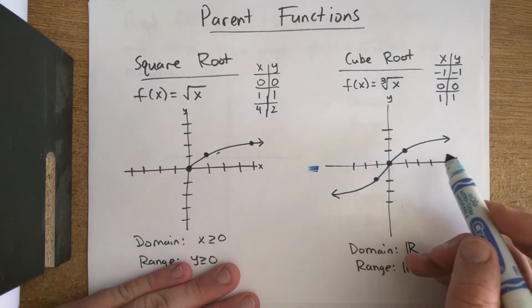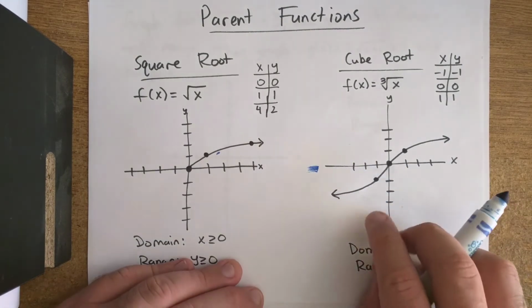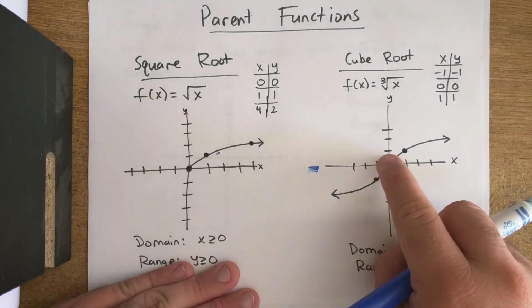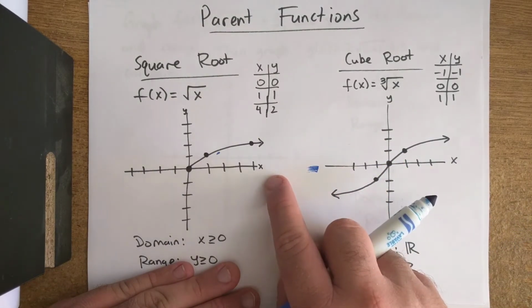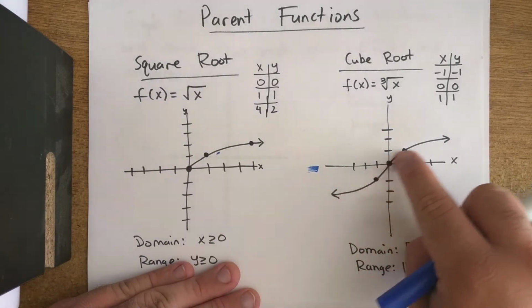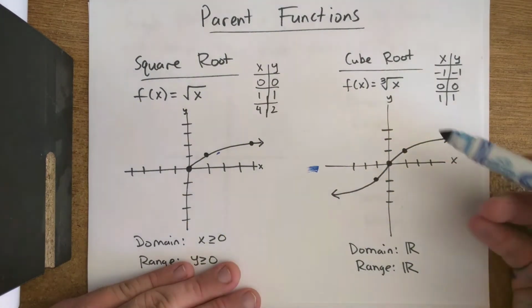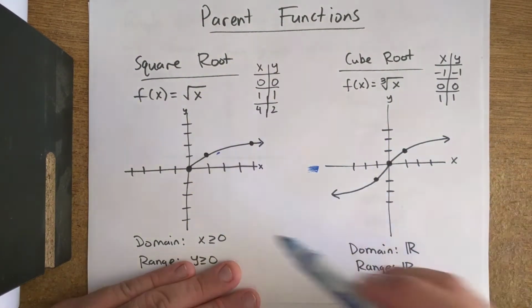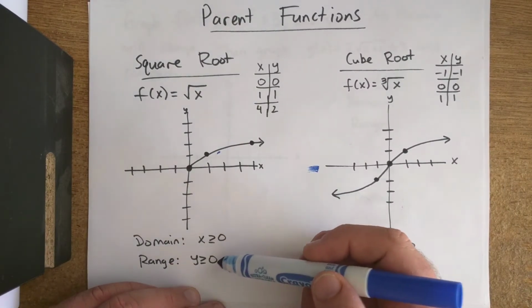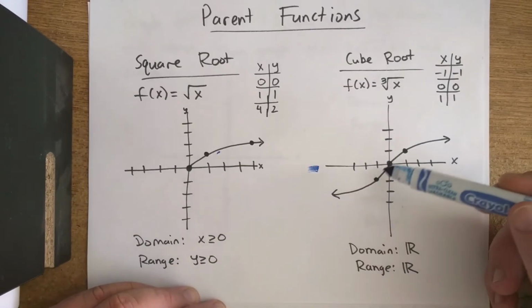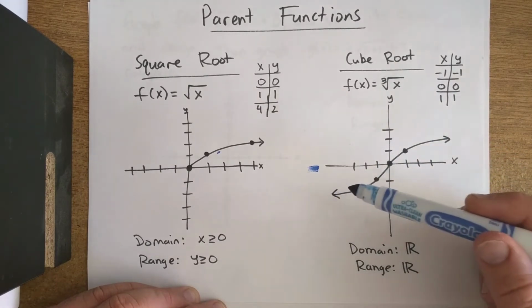So this function looks a lot like a square root function, how the shape is right here. It's just that now we're allowed to go this way as well. So the cube root function has this shape. Now, how does that affect your domain and range? On the square root function, we had a definite starting point, and that's why we were limited. But here, our graph goes forever in both directions.